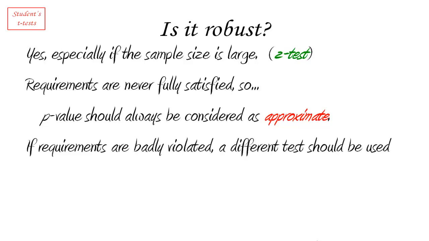Now, if, however, the requirements are really badly violated, like we're testing something where the shape of the histogram is definitely not a bell shape, it's very skewed, and the sample size is not large but reasonably small, then in that situation maybe a different test should be used. So this is one of those situations where becoming stubborn and wanting to use the t-test no matter what becomes counterproductive, and it can actually be dangerous.